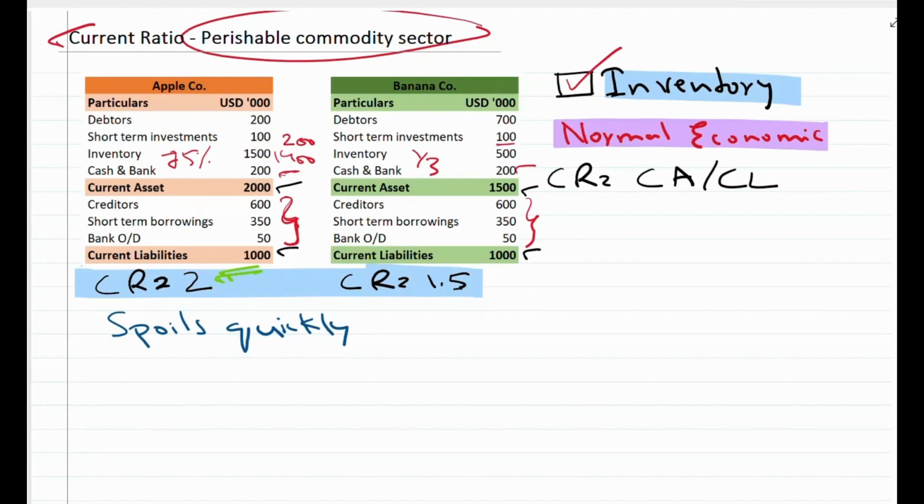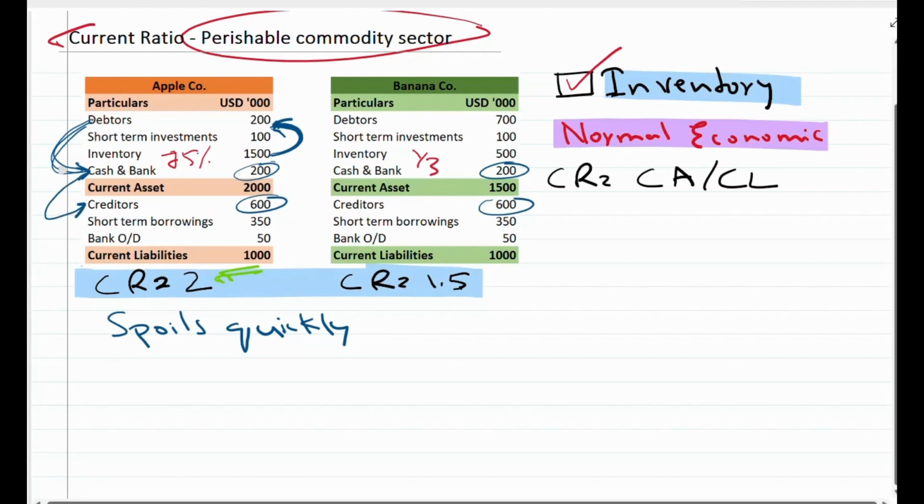Now they need to pay off their creditors. Both have similar creditors, but they don't have enough cash to pay them. Then what will happen? Apple needs to sell its inventory quickly and convert it into debtors, and then debtors will be converted to cash. While selling quickly, you need to give some discount, and for early collections, you again need to give an early settlement discount. Then this cash will be used to pay creditors.